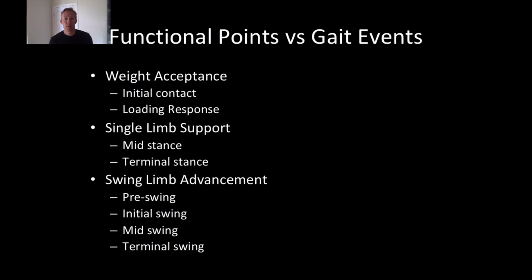This is kind of a summary just to put it all together. The main bullets here are the functional categories: weight acceptance, single limb support, swing limb advancement, and then all the events that go in those. Weight acceptance would include initial contact and loading response. Single limb support would include mid stance and terminal stance, and swing limb advancement again has all of the events that have the word swing in them. So it's a way to take our 8 events that we started the lecture with and put them into 3 functional categories. Okay.